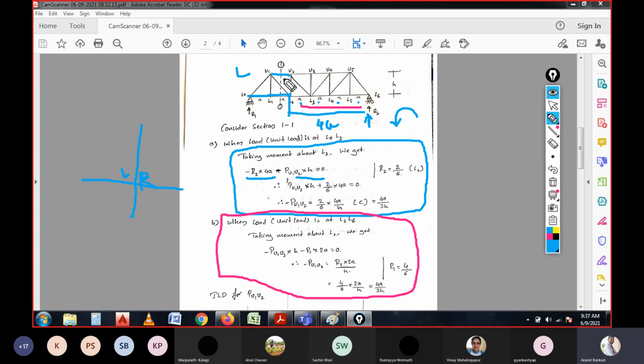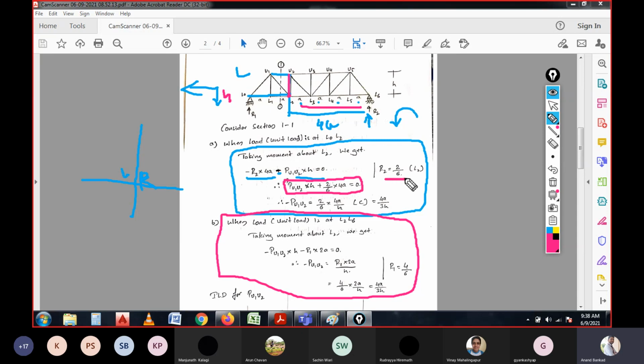And now U1 U2 is a force at this point. U1 U2 will be considered on the left side of the section with a negative sign, with the height h. So U1 U2 is the force with height h, so force into distance to L2 over here. This is what is written. After this we are just simplifying. Just observe what is written extra over here.